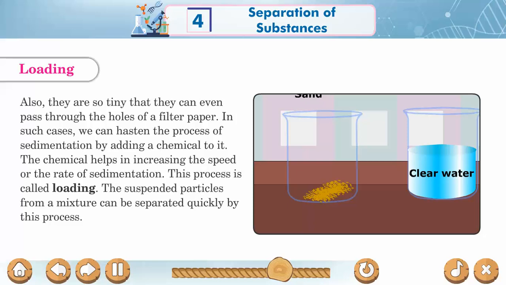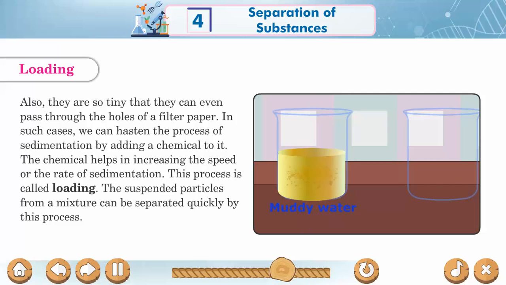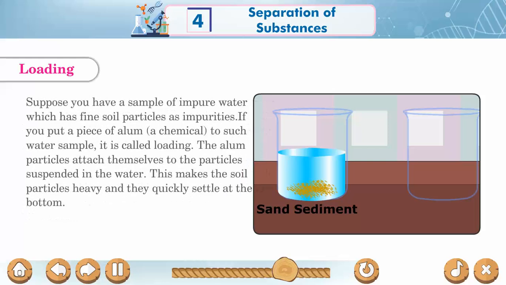In such cases, we can hasten the process of sedimentation by adding a chemical to it. The chemical helps in increasing the speed or the rate of sedimentation. This process is called loading. The suspended particles from a mixture can be separated quickly by this process.